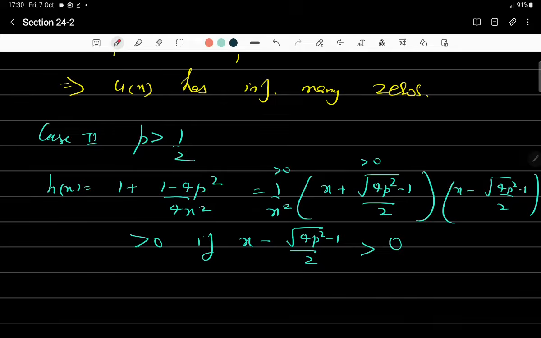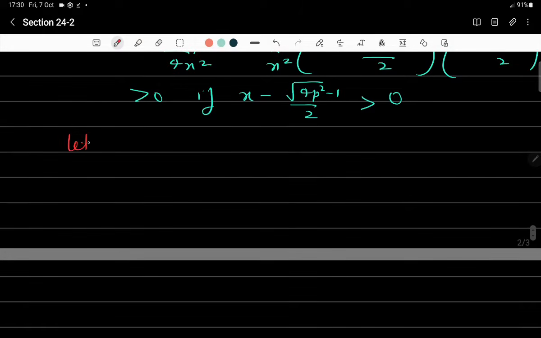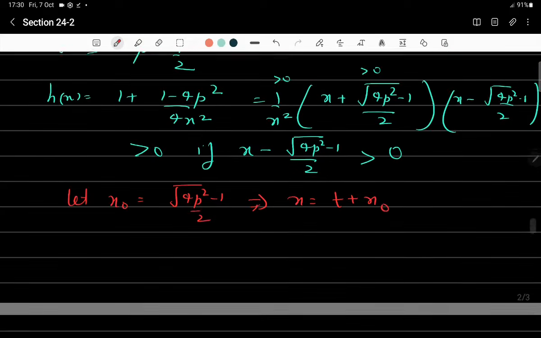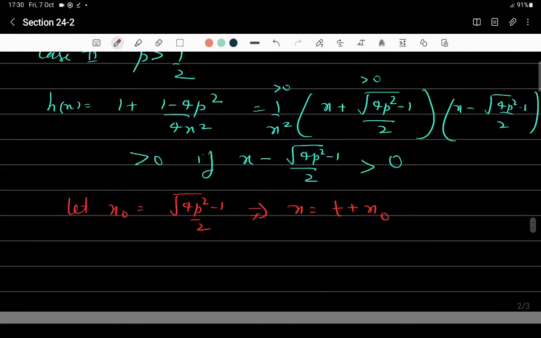So let us consider that, let us denote root 4p square minus 1 by 2 as x naught. That gives you x is equal to t plus x naught. Okay, and define the new variable x is equal to t plus x naught, or x minus x naught is equal to t. Better to say like this. So this is x minus x naught is greater than 0, which you are calling t.